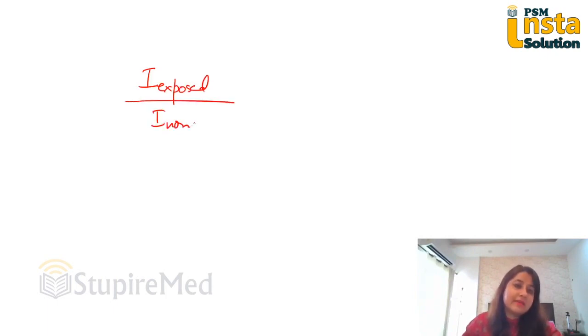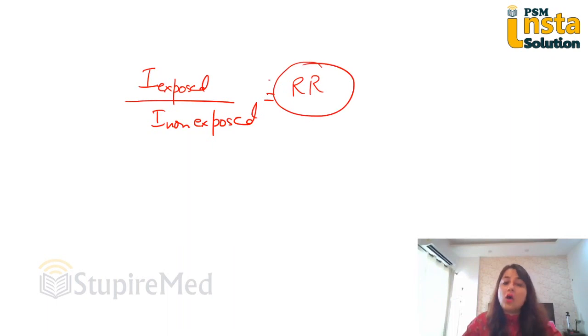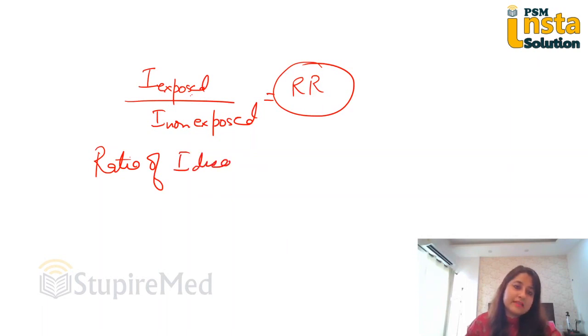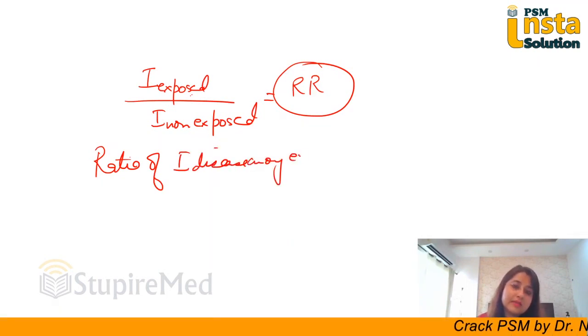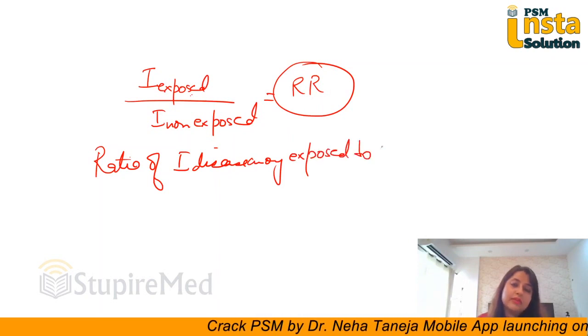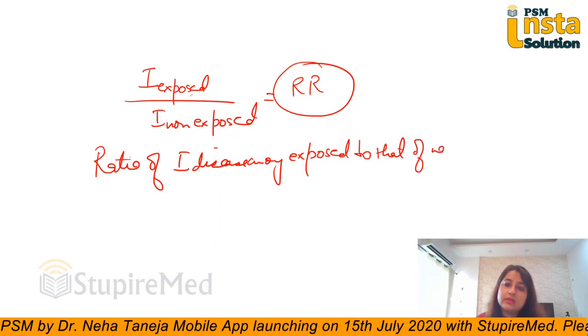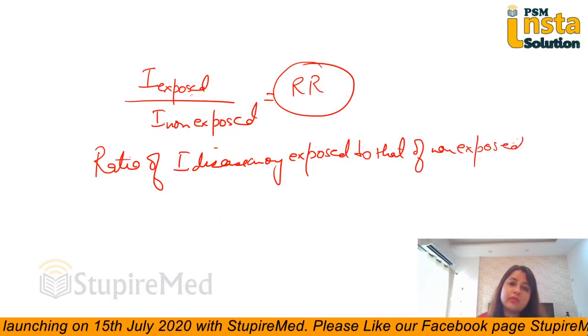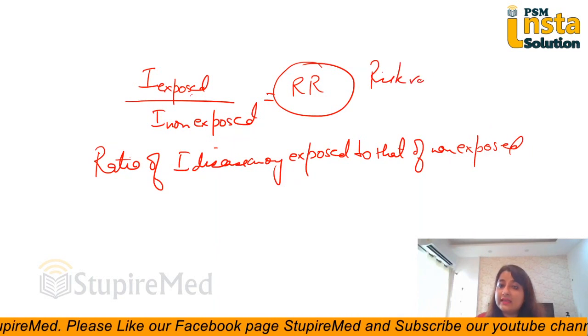So let me take a fresh slide for you. In a cohort study, you are comparing incidence of disease among exposed by incidence of disease among non-exposed, and this is known as relative risk. Or in other words, it is the ratio of incidence of disease among exposed to that of non-exposed. That is why it is also known as risk ratio. Is it clear to everybody?